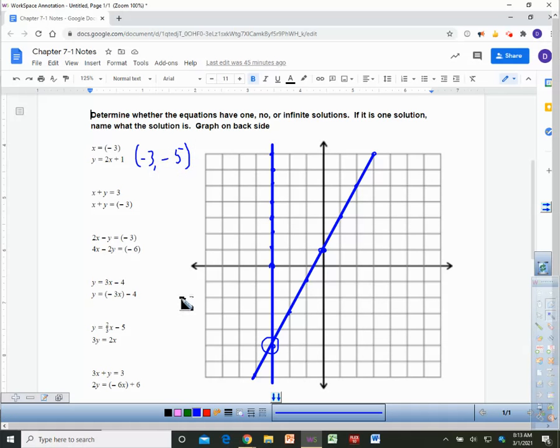And that's all you got to do. So today is a lot of graphing. Okay? So then you look at the second one.